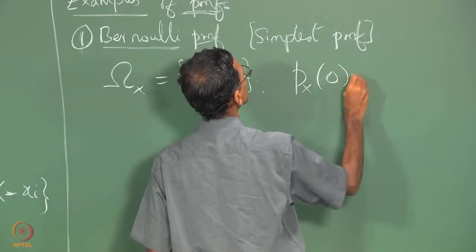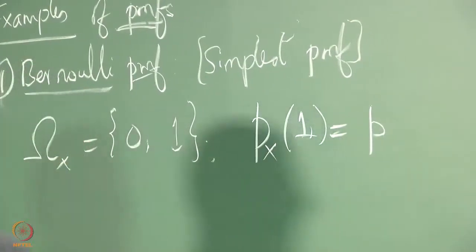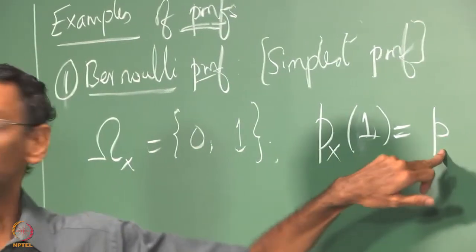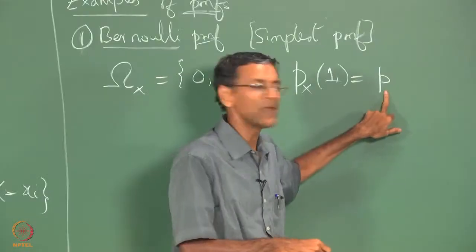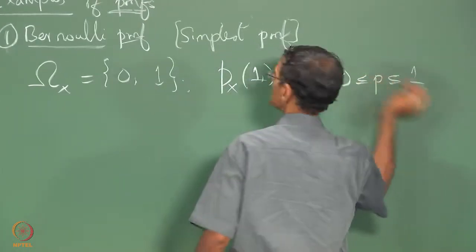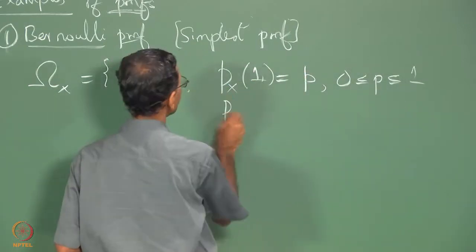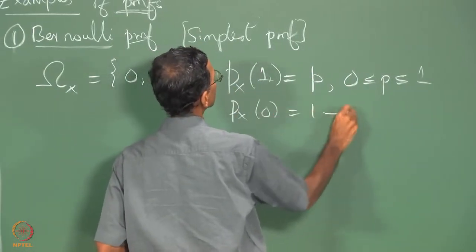P_X of 1 we say is some number p. So this PMF is parameterized entirely by this number p, which could be any number between 0 and 1, and in the degenerate case we are also allowing it to take the extreme values. So obviously P_X of 0 must be 1 minus p.